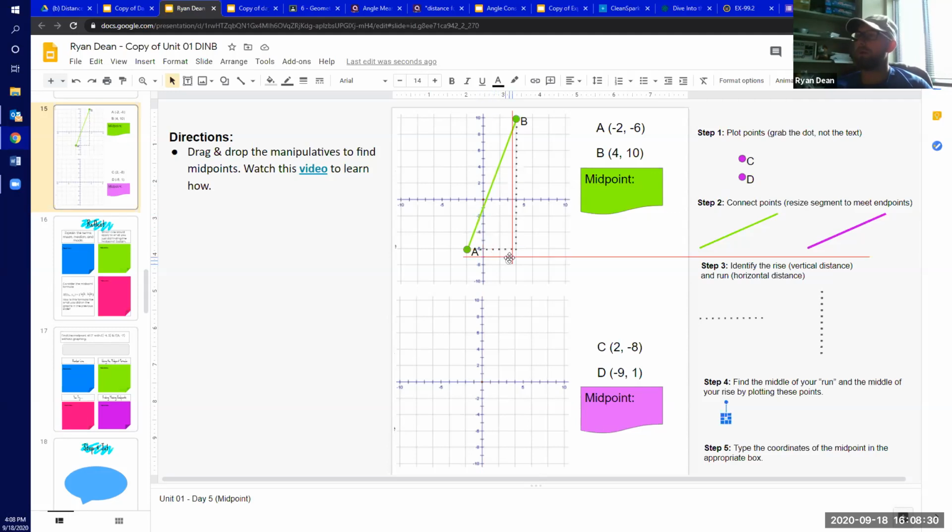Now going up and down, that's going 1, 2, 3, 4, 5, 6, 7, 8, 9, 10, 11, 12, 13, 14, 15, 16. So half of 16 is 8. So I'm going to go over 3 and then up 8. So 1, 2, 3, 4, 5, 6, 7. That's about 8.